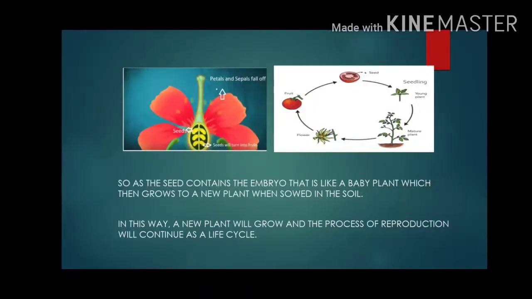So the seed contains the embryo that is like a baby plant, which then grows to a new plant when sowed in the soil. In this way, a new plant will grow and the process of reproduction will continue as a life cycle.